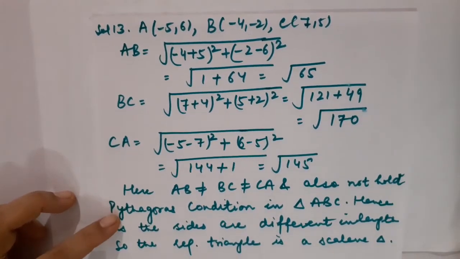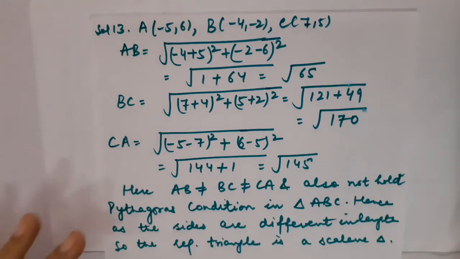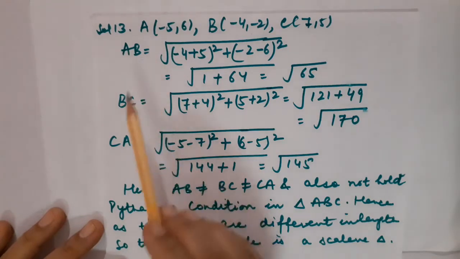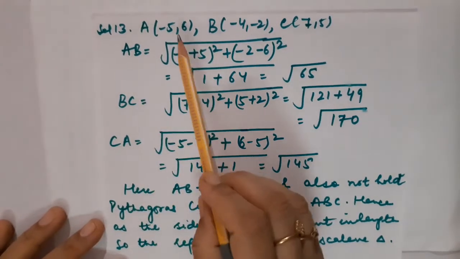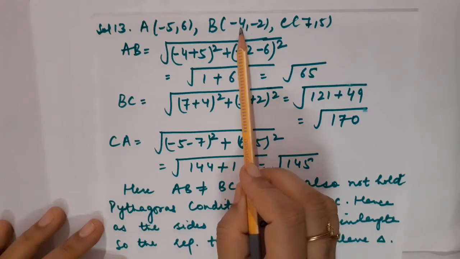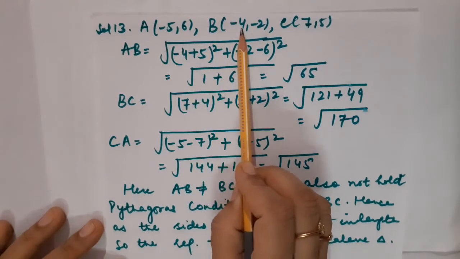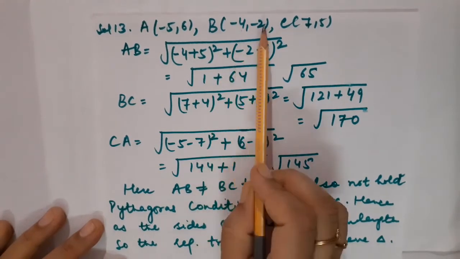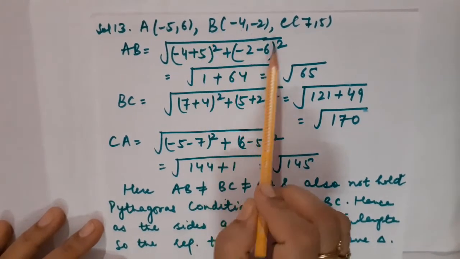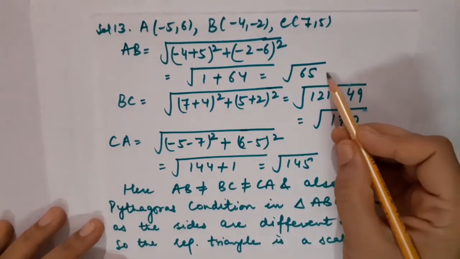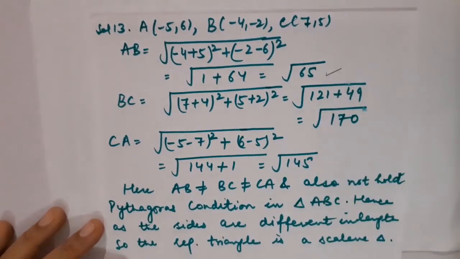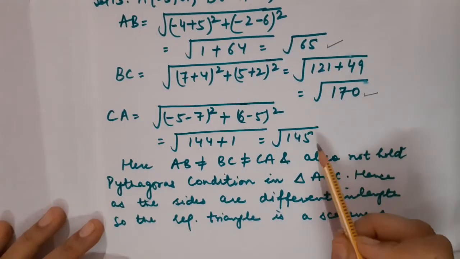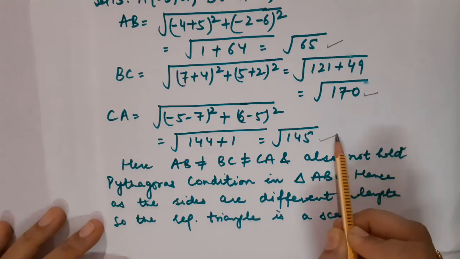So children, as you know, I have to tell what kind of triangle is going to be formed. So I have to calculate all 3 distances, that is AB, BC and CA. For calculating AB, I have done (minus 4 plus 5) whole square plus (minus 2 minus 6) whole square and then whole under root. So the distance is root 65. Children, in the same manner I have calculated BC, that is root 170, and CA, that is root 145.